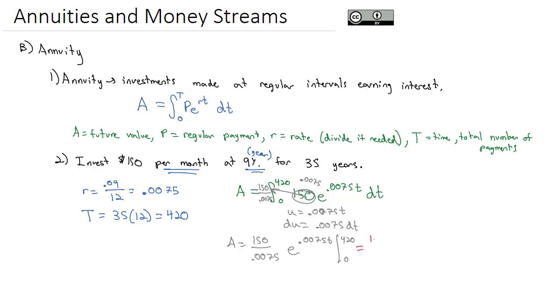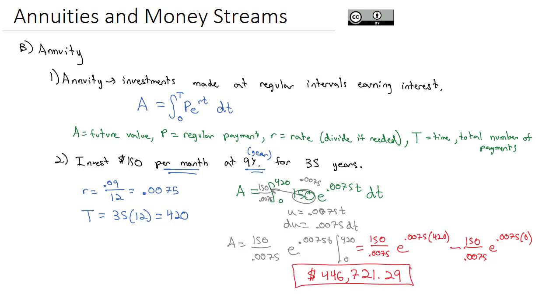So just plugging those values in, we get 150 over 0.0075 times e to the 0.0075 times 420. And we subtract 150 divided by 0.0075, e to the 0.0075 times 0. And when I put all of that into my calculator, we end up with our total amount with the interest in the account after 35 years. It's going to be $446,721.29.